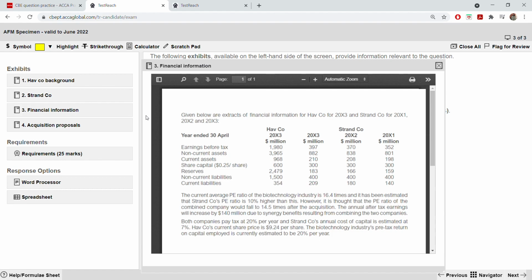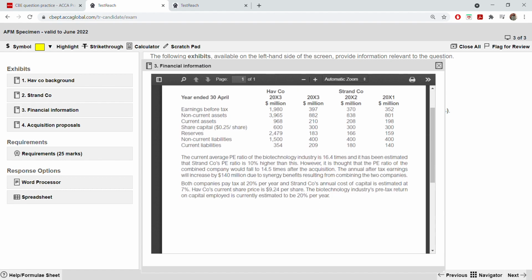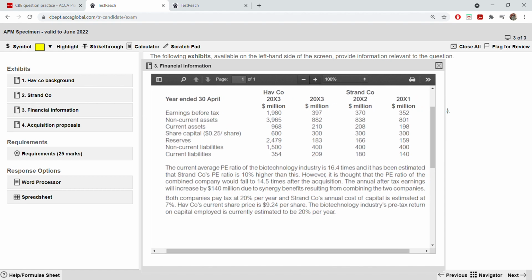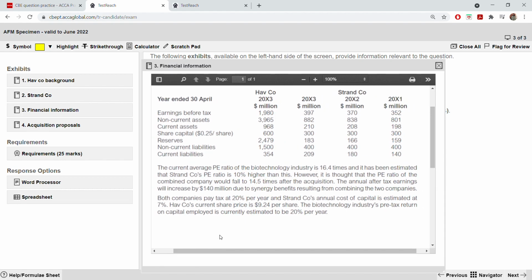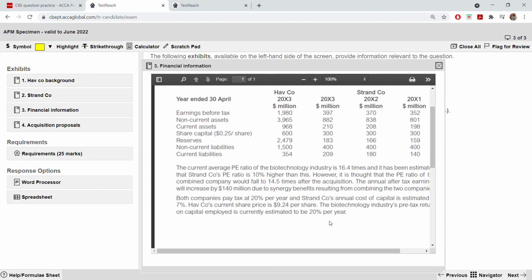And how do you know which are the two methods? Because the requirements didn't say. It is by reading exhibit number 3. Let me zoom this out for you. I hope it's clear. You can see here, the biotechnology industry pre-tax return on capital employed is currently estimated to be 20% per year.